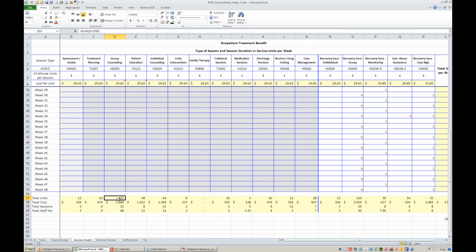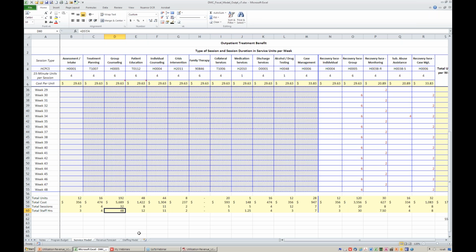And when we get to group, there's 192 units at a cost of $5,689. This is per client. It's 32 sessions, which are an hour and a half, so it's 48 staff hours. So anything that's done in a group setting, you're going to have multiple staff hours, generally speaking, per session. So the session is what the client experience is. They come in and they come to an hour and a half group. And the staff hour reflects the amount of time that your counselors spend delivering that session.